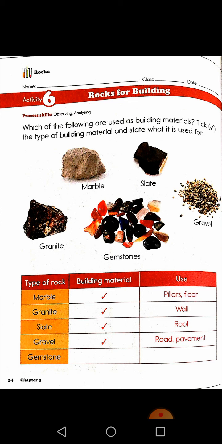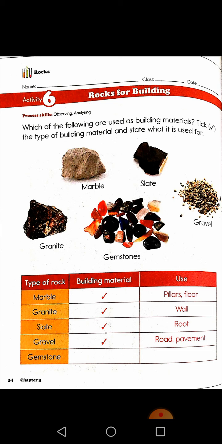Okay class, here is a table and the table has 3 columns: type of rock, building material and uses. Okay, the type of building material and state what it is used for. First one is marble. Marble is a building material and it is used for pillar and floor. Number 2, granite. Granite is a building material. Yes, it is a building material and it is used for wall making.